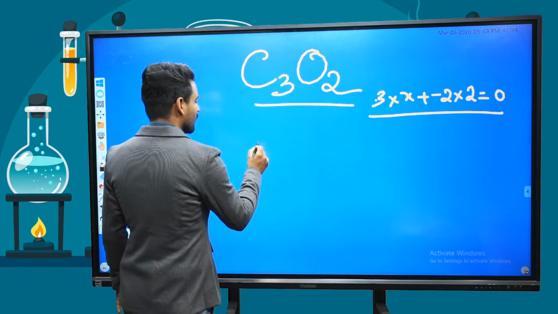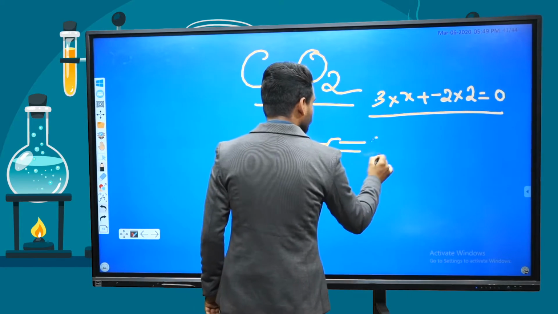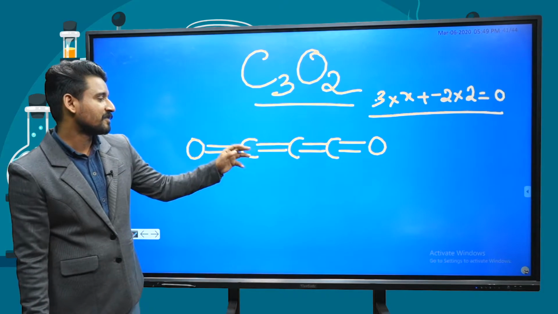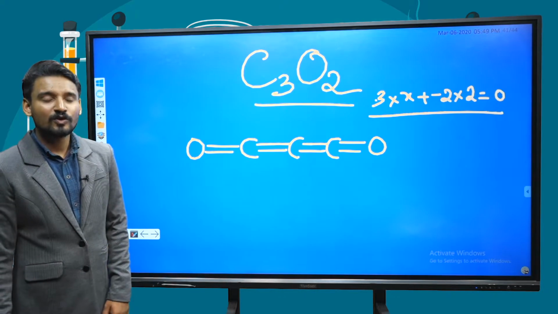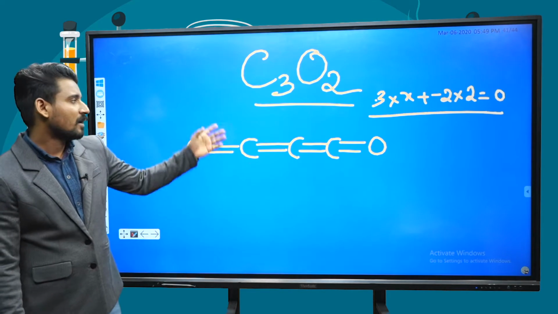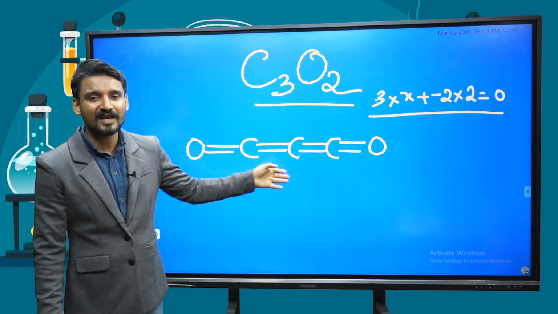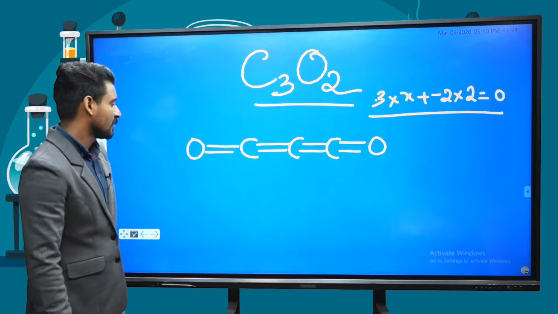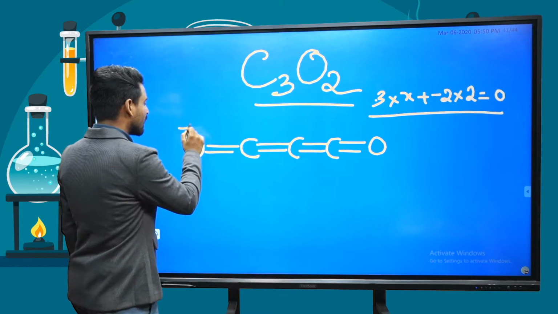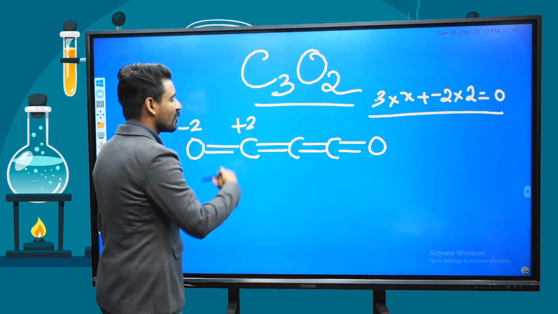So let us consider the bonding. O double bond C double bond C double bond C double bond O. This is the state of different atoms in this compound. So we cannot calculate the actual oxidation state of all these atoms if you consider that equation. So let us consider this structure for this type of compounds. We know that this carbon is attached to this oxygen. So oxygen is minus 2 oxidation state, and hence that carbon has plus 2 oxidation state.